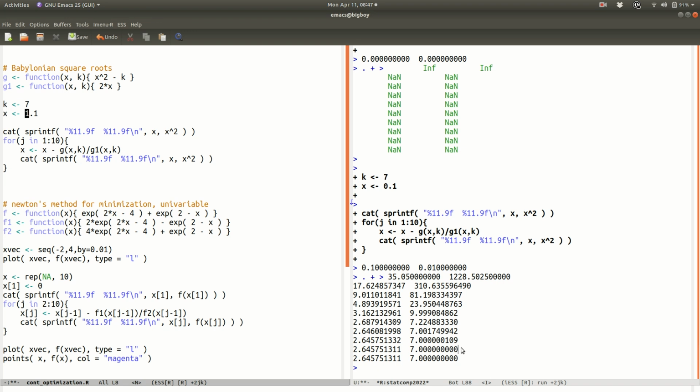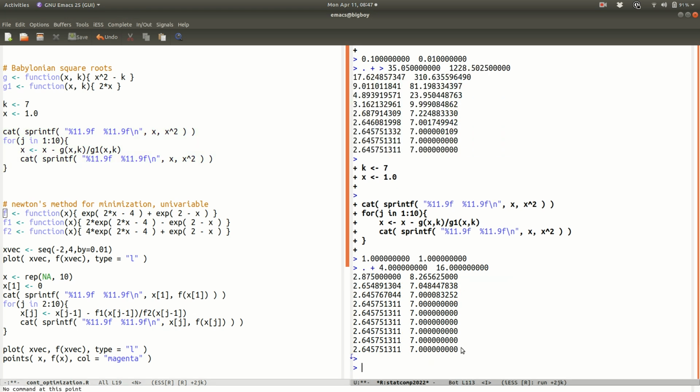So let's give it a bigger starting value. 11's pretty far away, but it's still going to find it quickly. Took about 5 or 6 iterations. Okay, so that works really well. Let's go back to the notes.